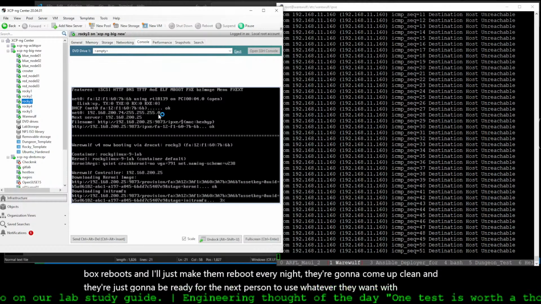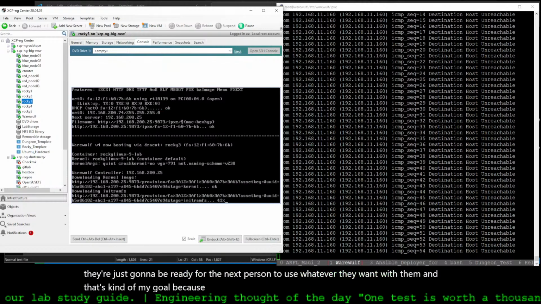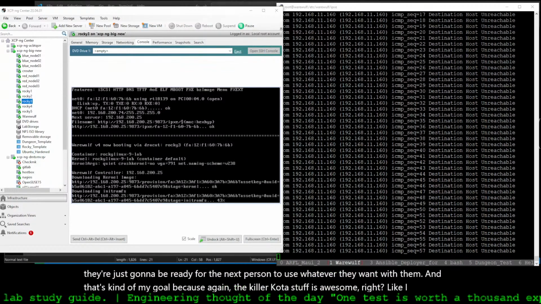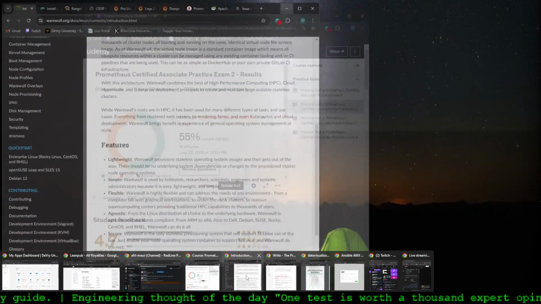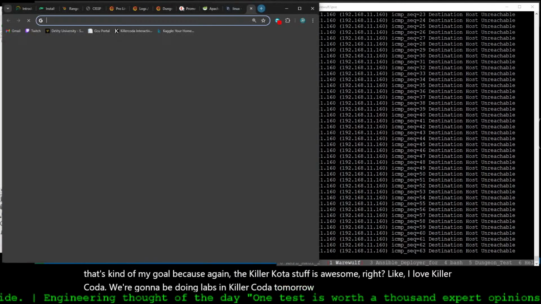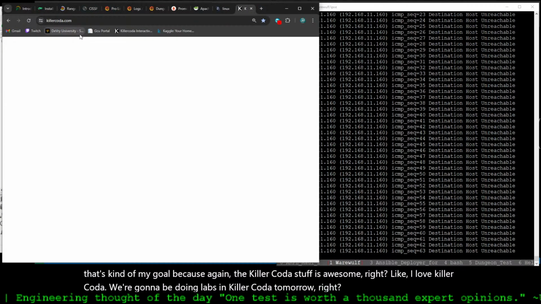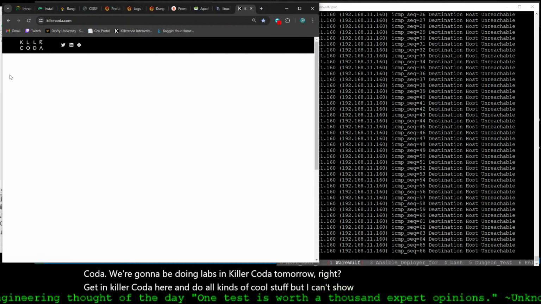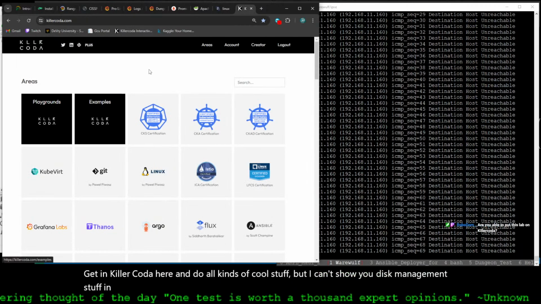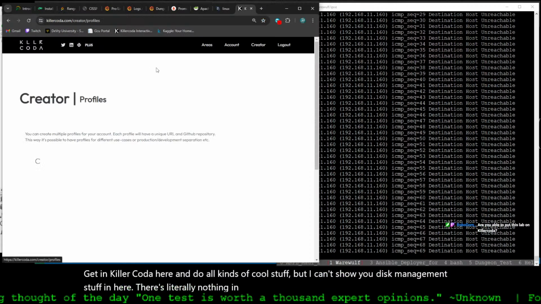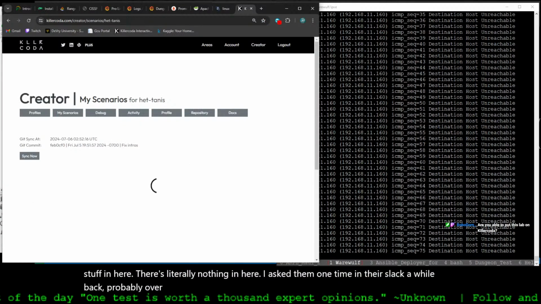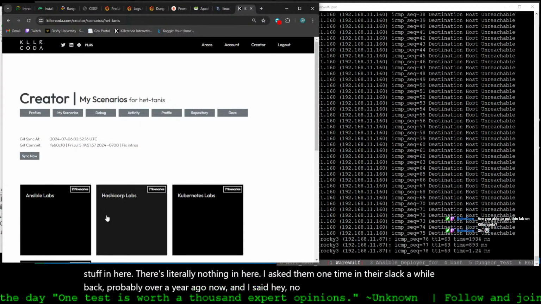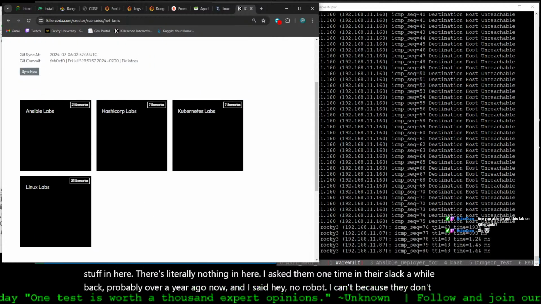And that's kind of my goal because, again, the Killercoda stuff is awesome, right? I love Killercoda. We're going to be doing labs in Killercoda tomorrow, get in Killercoda here and do all kinds of cool stuff. But I can't show you disk management stuff in here. There's literally nothing in here. I asked them in their Slack a while back, probably over a year ago now, and they said no, because they don't have the disk stuff.